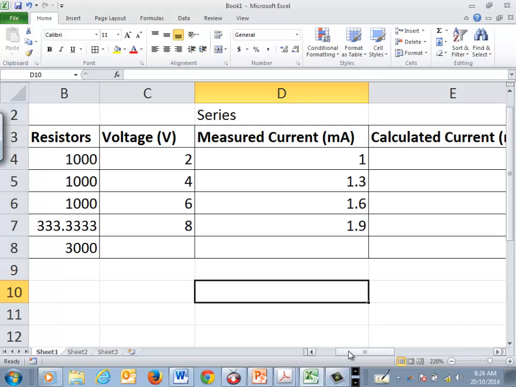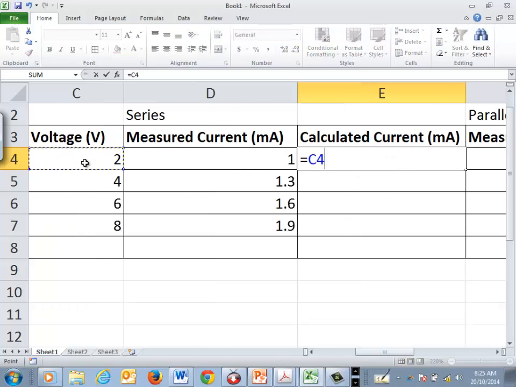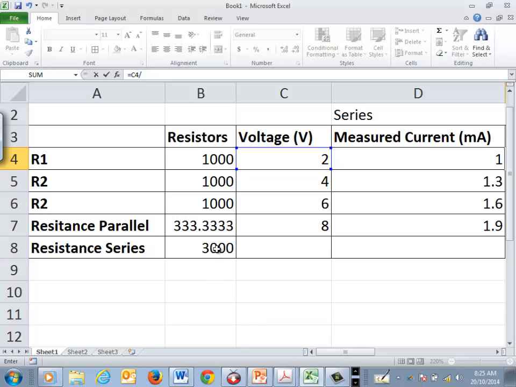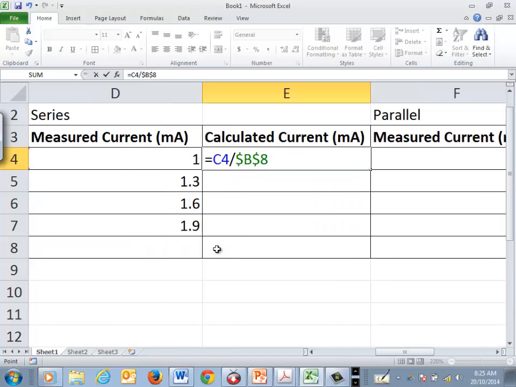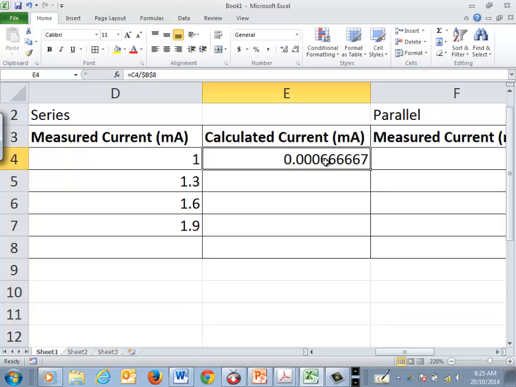Now, the next thing is we want to calculate what our current's going to be. In here, we've got our voltages that we measured using our voltmeters. To work out my current, it's simply going to be equal to my voltage divided by my series value, because this is a series circuit. Now, we always want to fix that value in terms of this formula. Do you remember how to do that in Excel? You press F4, and it puts dollar signs around it. Then all I have to do is drag that down, and it does all those calculations for me. So it goes C5 divided by B8, C6 divided by B8, and so on.